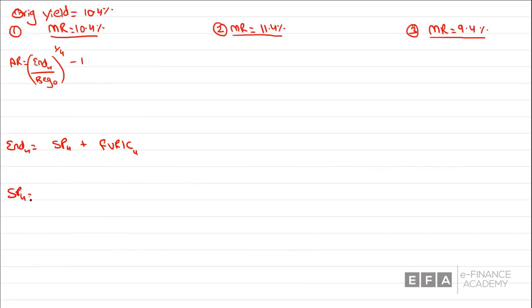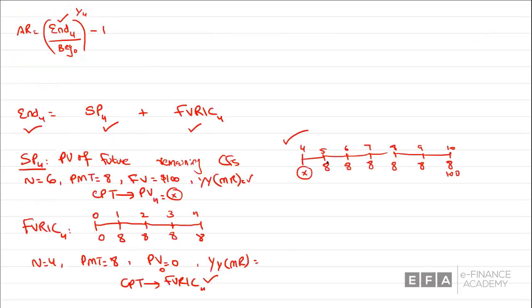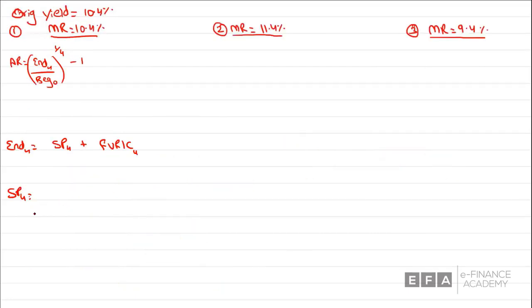SP4 can be calculated as present value of future remaining cash flows. And as you can see, the remaining cash flows are these, as I showed to you before. So in this case N is 6, payment is $8, future value is your coupon, and your yield or interest rate is your market rate, which is 10.4. We can compute the present value, which is simply 89.66.